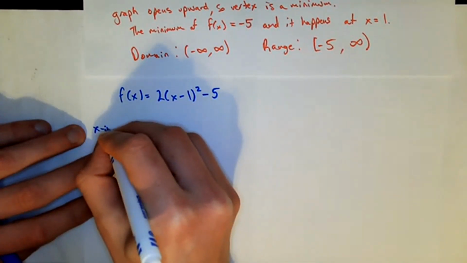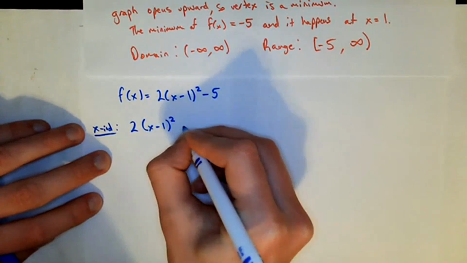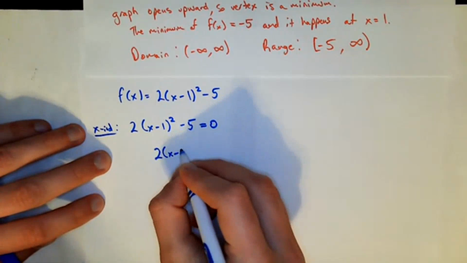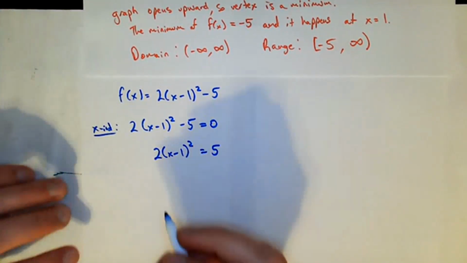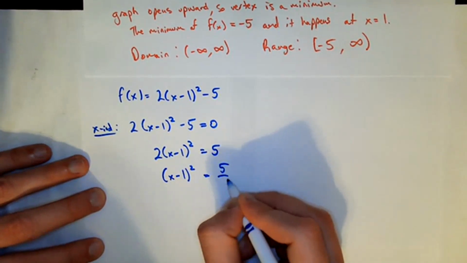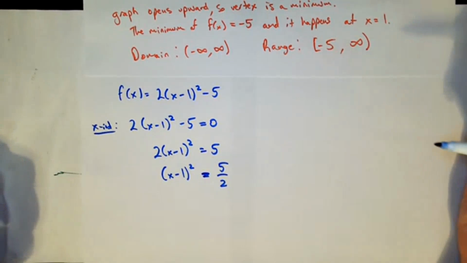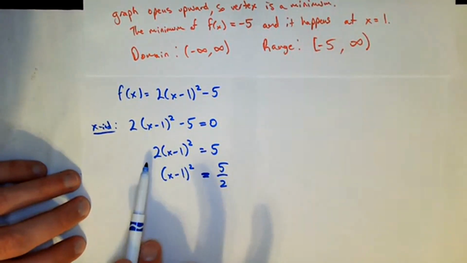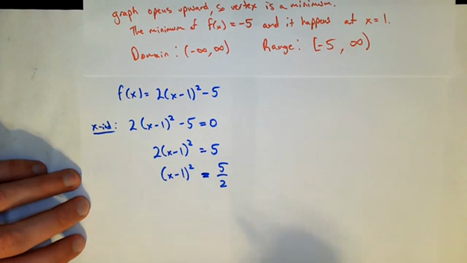Finding x-intercepts means set the function equal to 0 and solve for x. Remember that sometimes things can get a little tricky or messy if you end up trying to square a negative. In this step here, what have I done? I've added 5 and then divided by 2. That's all I've done to get from here to here.